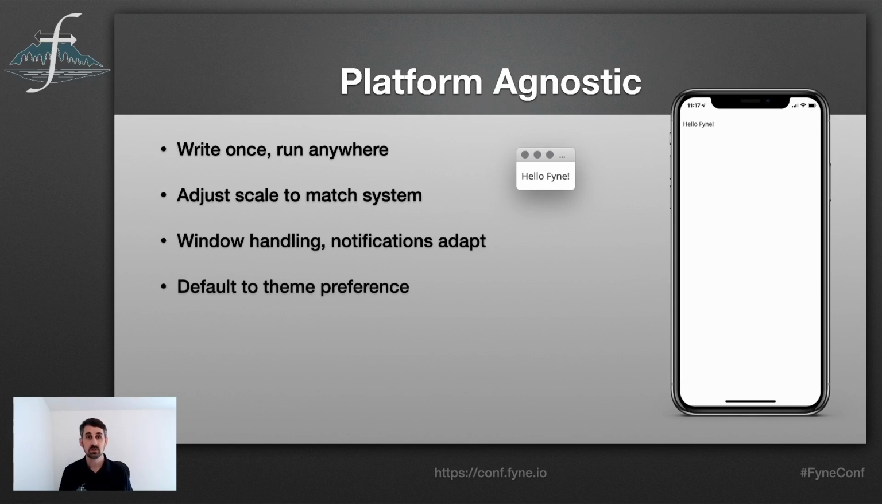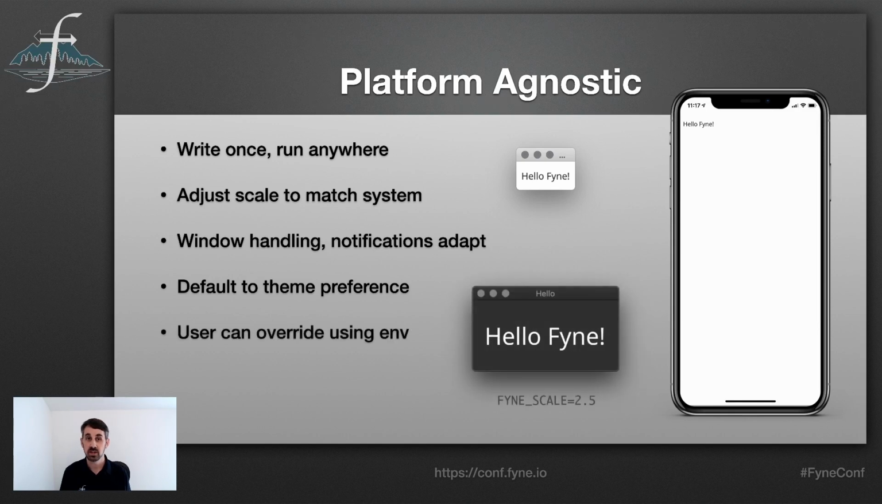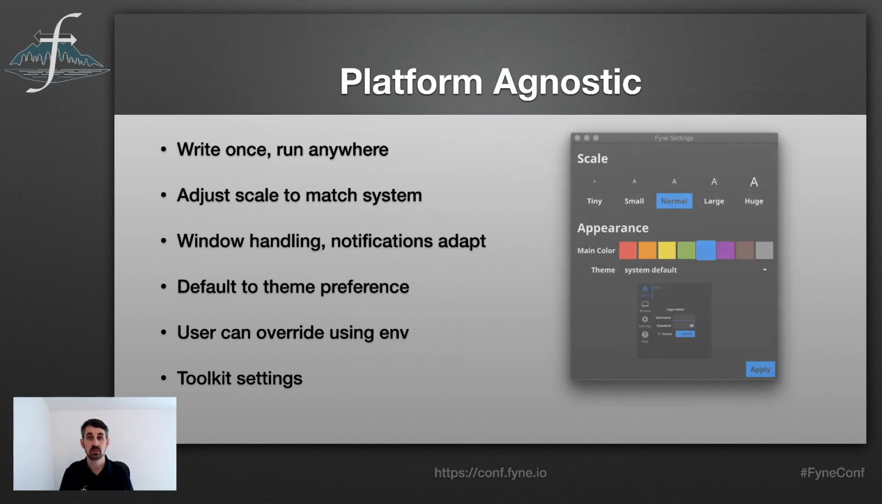We do our best to make sure that the default theme and font size and preferred color are going to match the user preference. But if you wish, as an end user, you can override these settings. You can specify a bigger or smaller scale, like you can see there, or you can specify the dark variant of the theme if you think it matches the application better, or if your operating system default isn't being picked up for some reason. And all of these things can be configured by the toolkit settings application, which is also available in the Fyne repository.